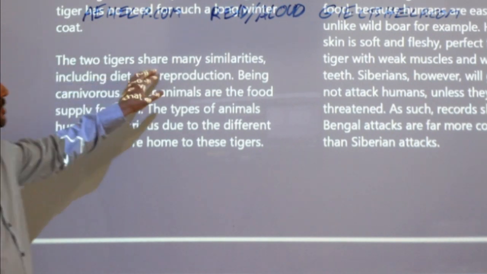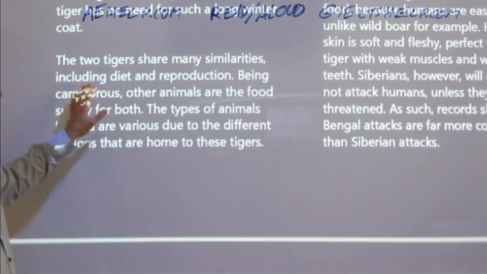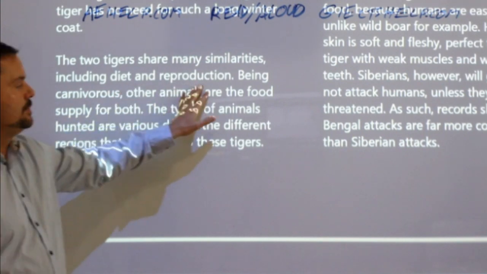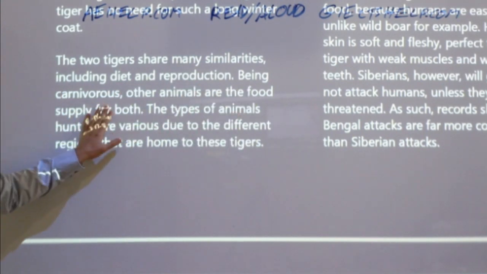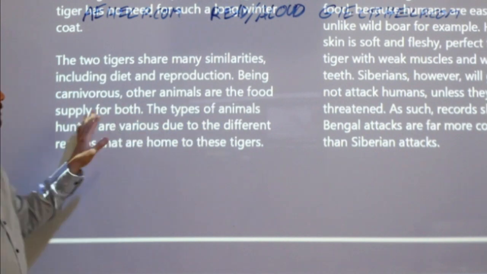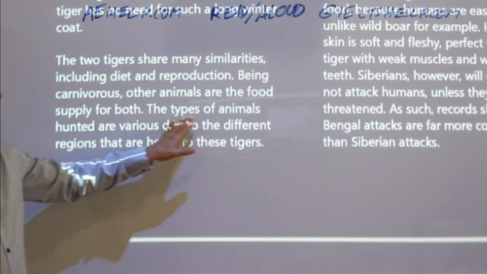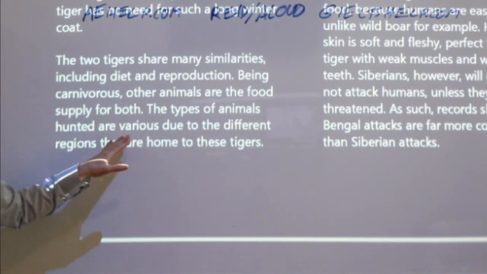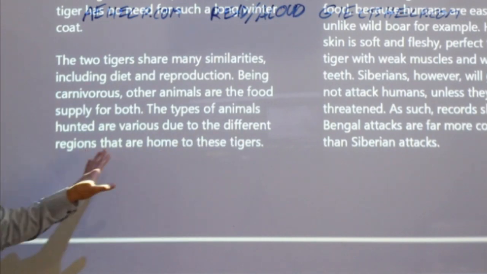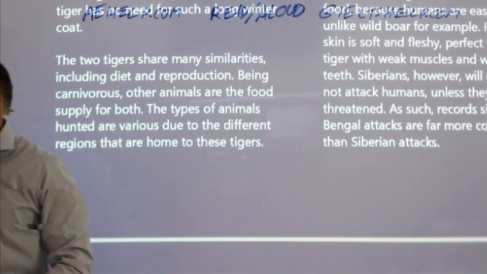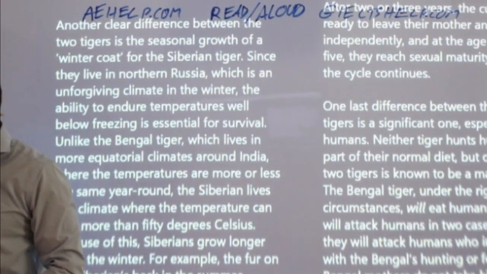The two tigers share many similarities, including diet and reproduction. Being carnivorous, other animals are the food supply for both. The types of animals hunted are various due to the different regions that are home to these tigers. That makes sense.